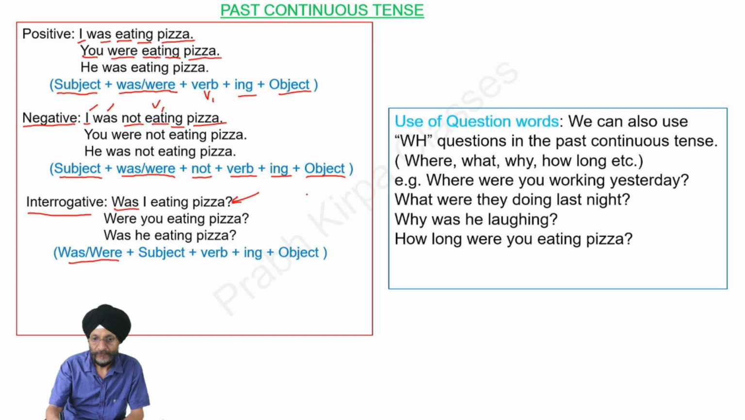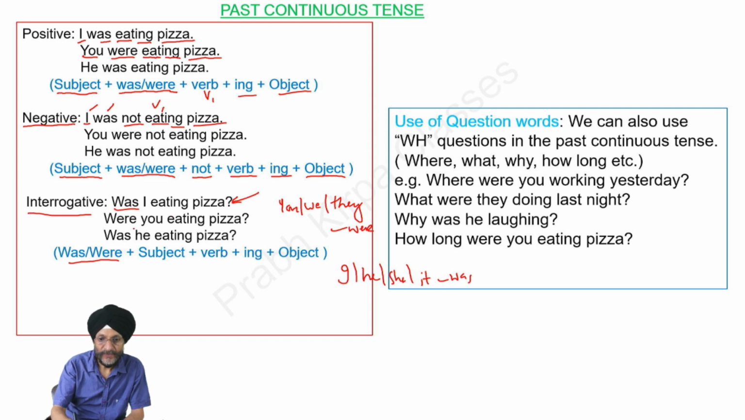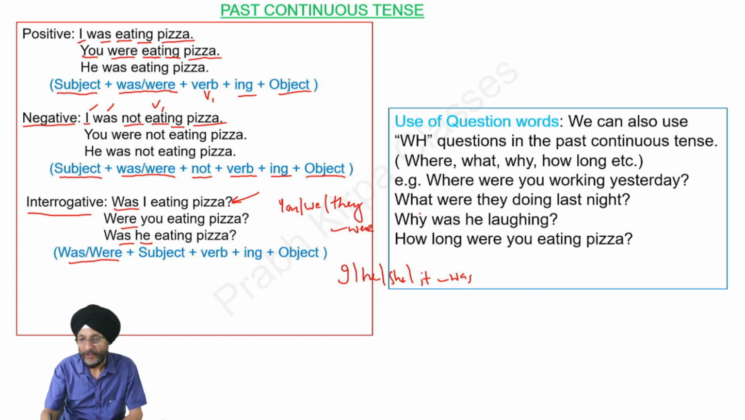As already told, when the subject is you, we, they, we have to use were. In the case of I, he, she, it, we use was. So here we are using were: were you eating pizza? In the case where the subject is third person, he, she, it, we start the question with was. Was he eating pizza?